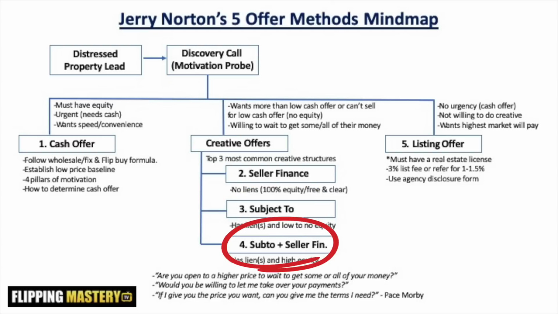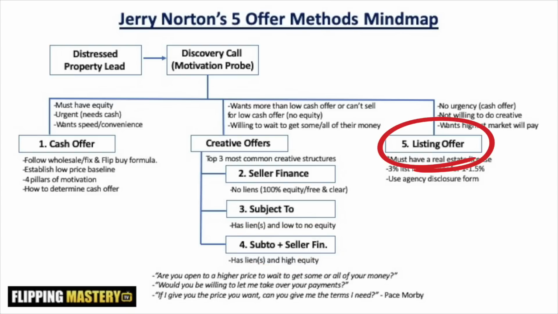Method 4 is a hybrid of seller financing and subject to, ideal when there is an existing loan but high equity and the seller is willing to let you take over his existing loan and create a second seller financing loan for the remaining equity. And method 5 is to list for sale as an agent. You must be licensed, but this is ideal when the seller wants the highest price the market will pay.